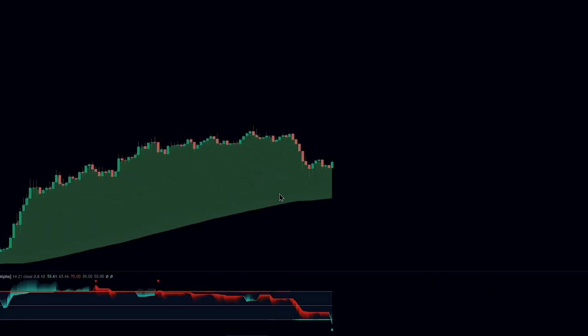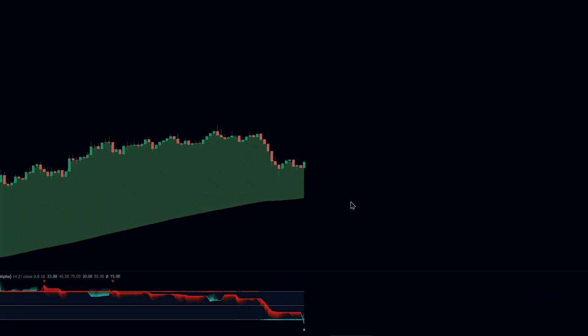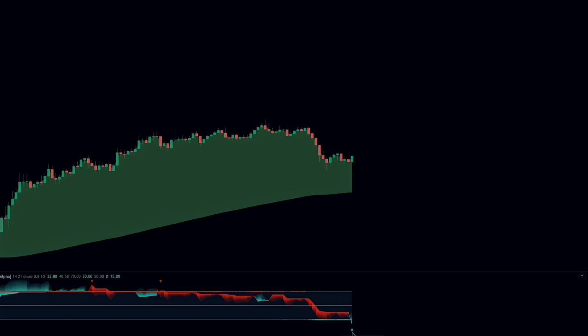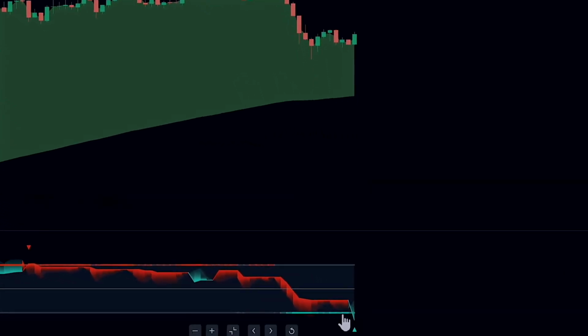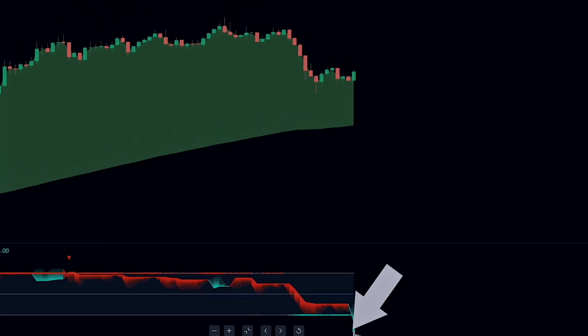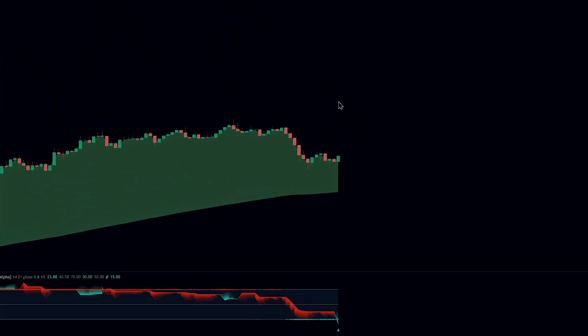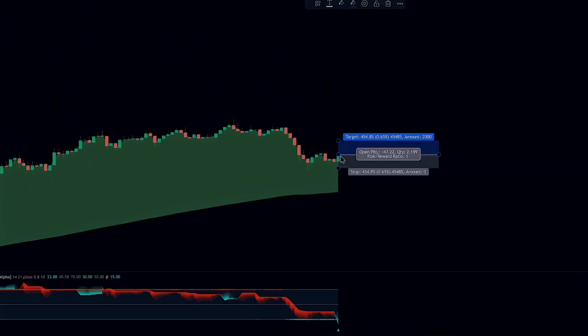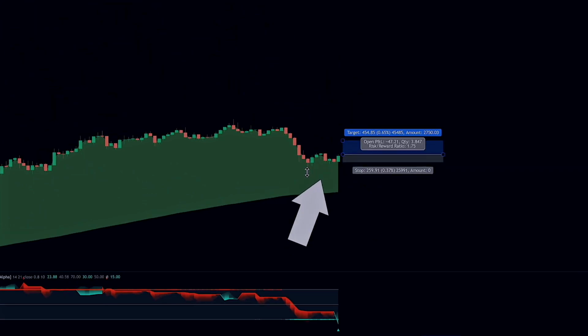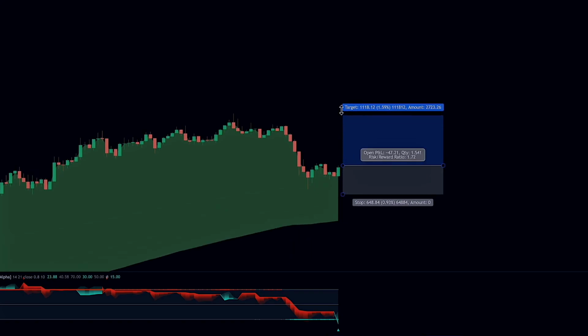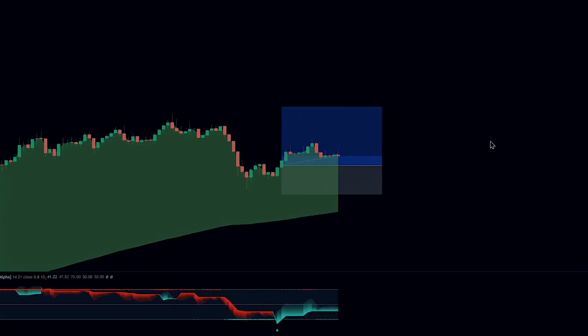Here's another example of a long trade. As you can see, the green trend ribbon signaled a bullish market, and within this uptrend, the SuperTrend oscillator dropped below the oversold level, printing a buy signal. This suggests the price may continue moving up. So we enter a long trade, placing our stop loss below the latest swing low and setting our take profit at a 1-to-2 risk-to-reward ratio.